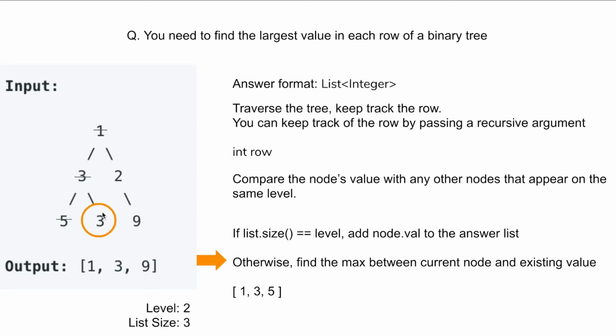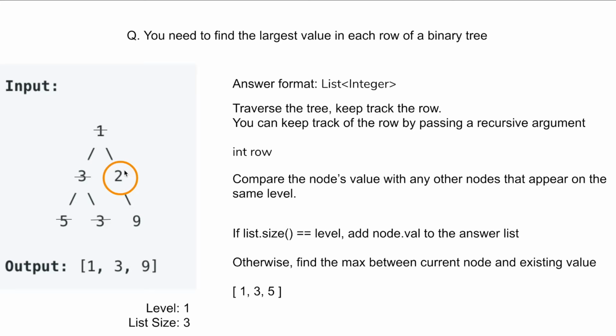So now at the right subtree, we see that we are at level 2, but the list size is now 3, which means we need to do a comparison and say, is the node that we're on larger than the current value that we have for the second level, which is currently 5? As you can see, 3 is not larger than 5, so the value for that level will remain 5. Now we're going to be recursively bubbling back up. We go all the way back up, and then we'll go down the right subtree.